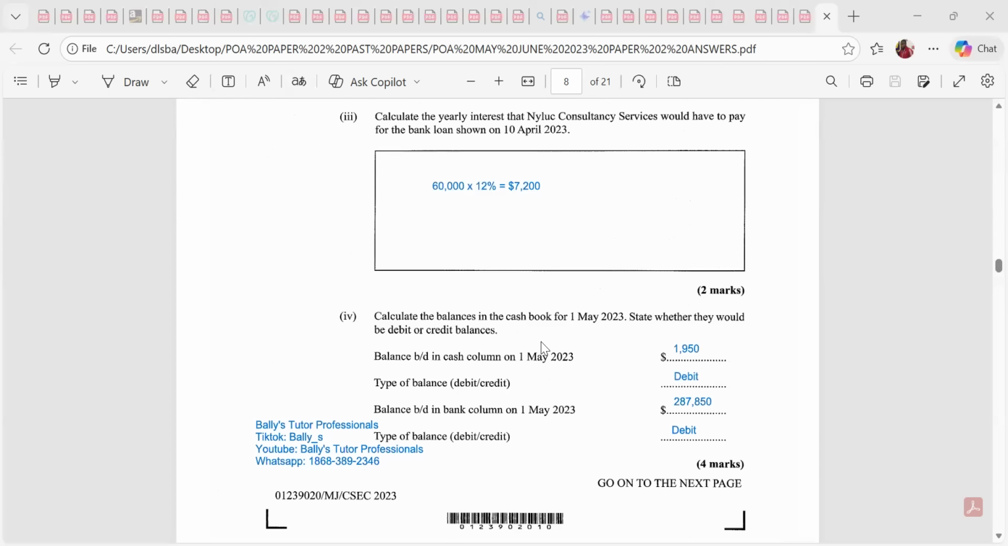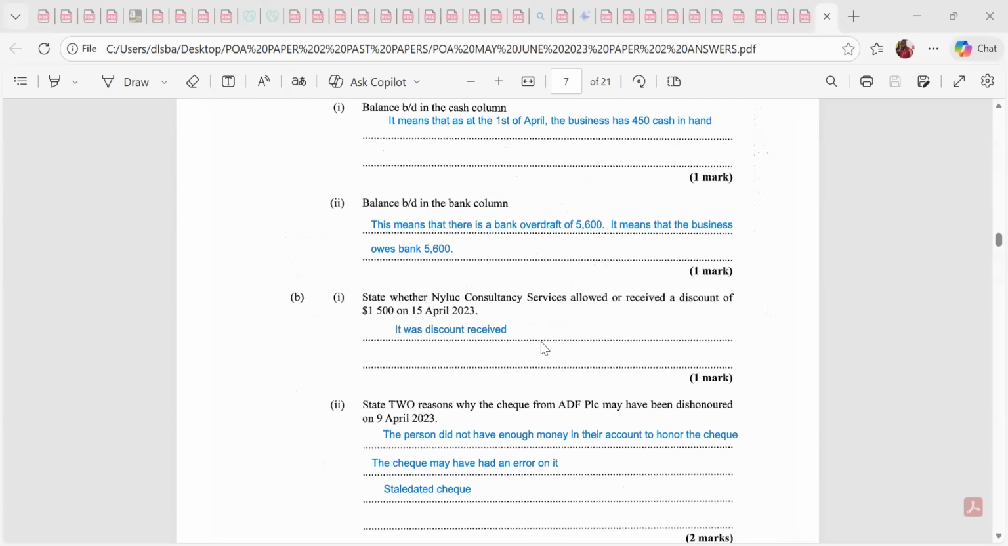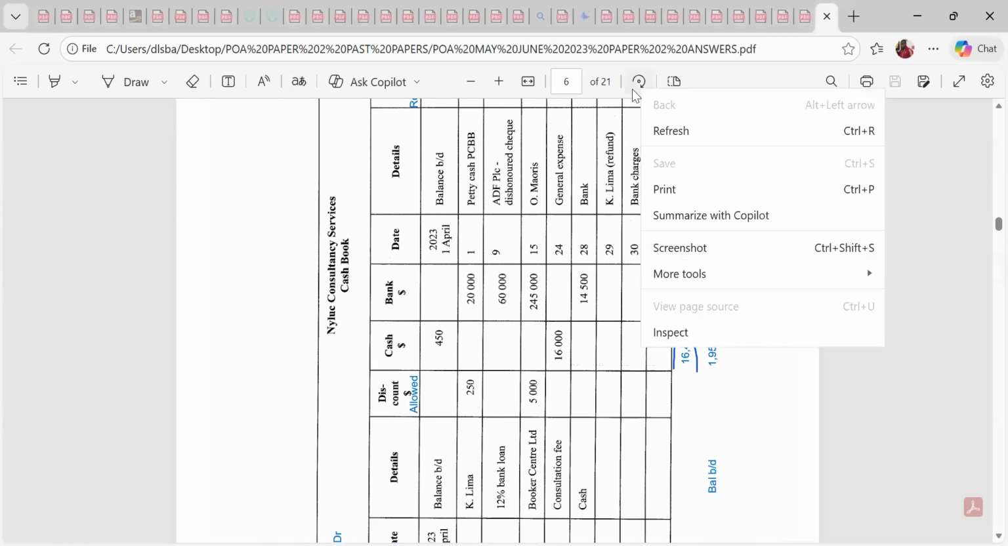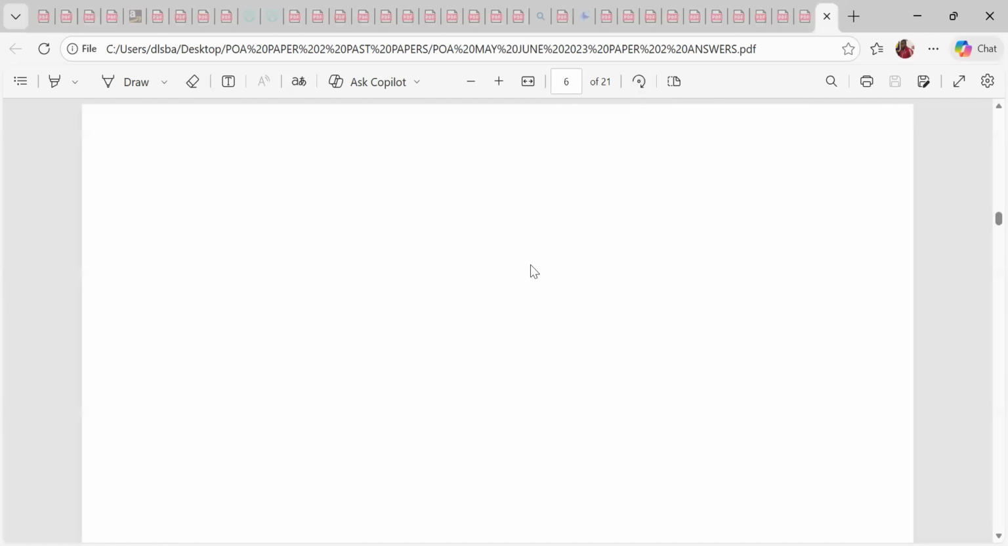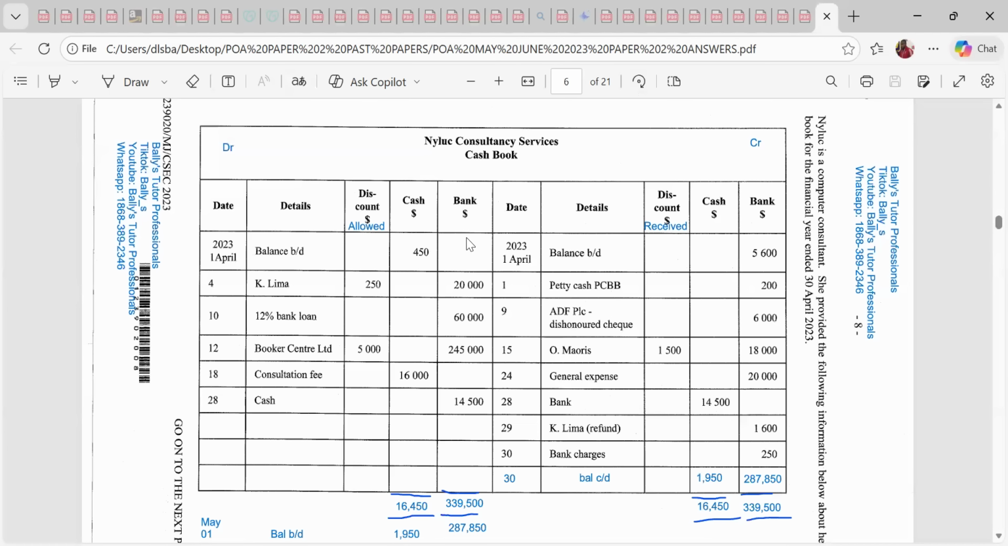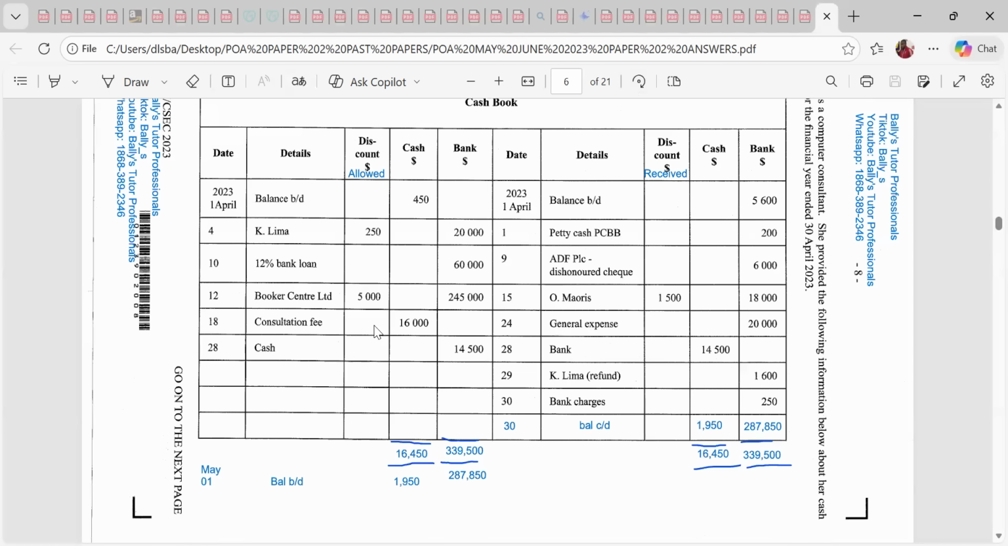Calculate the balances in Cashbook. State whether it's debit balances or credit balances. To balance the cash book, you compare the cash columns. Compare both cash columns. So you're looking for the smaller side, which will most likely be the credit side. For the last day of the month, details balance carried down, and the amount is the difference between both sides. So the total debit side minus the credit side gave us 1,950.